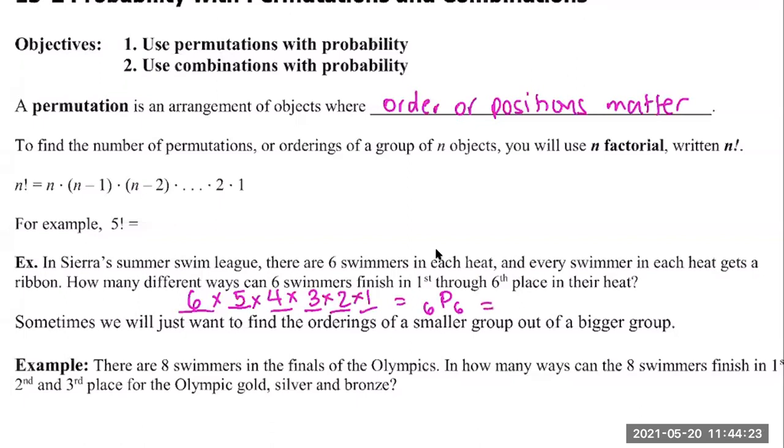And then 6 factorial. That factorial just means you take the number in front of the exclamation mark and multiply it by a decreasing integer value all the way down to 1. So on the calculator, if you had to do 100 factorial, it would mean you would sit there and do 100 times 99 times 98, and so on and so forth.